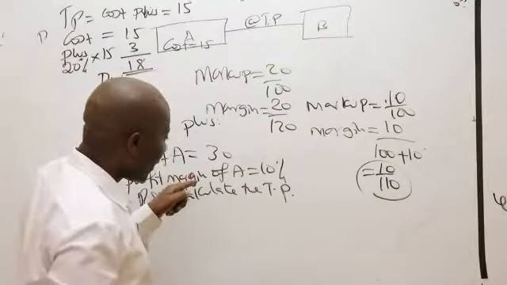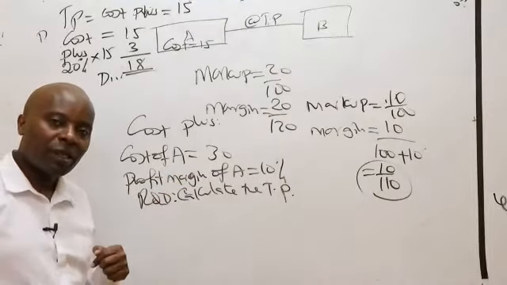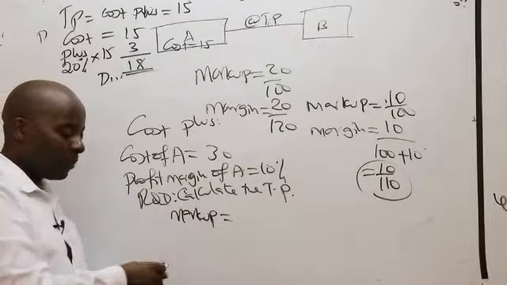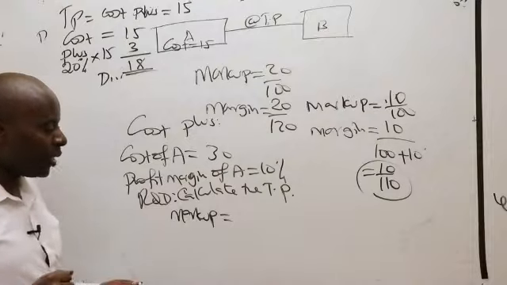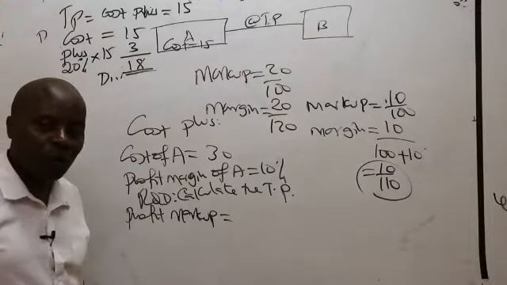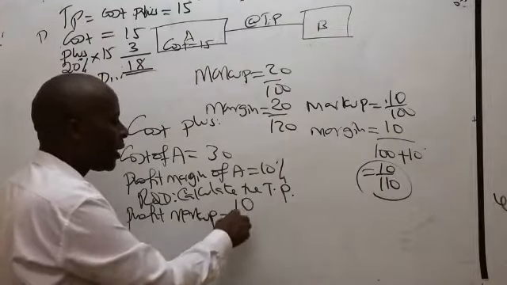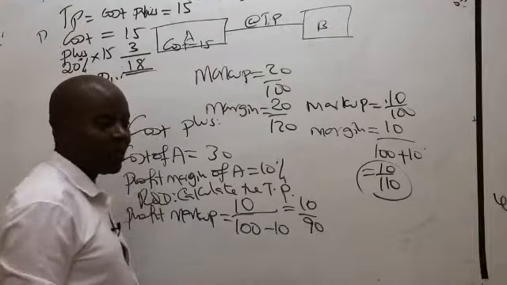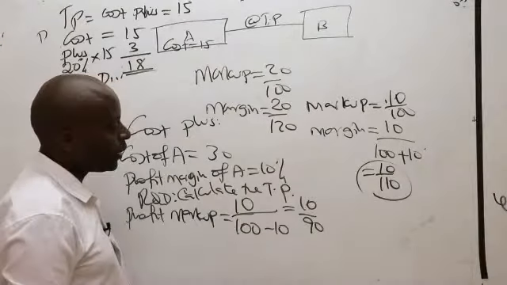But now you see this examiner has given us margin, and this time around, we want to work backwards to markup. So what do you think will be the markup value in this question? Markup has a smaller denominator. In markup, we subtract. So the profit markup will be 10 over 100 minus 10, which is the same as 10 over 90, which is the same as 1 over 9.